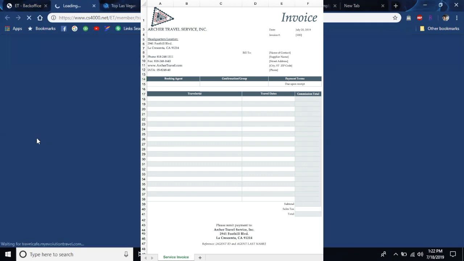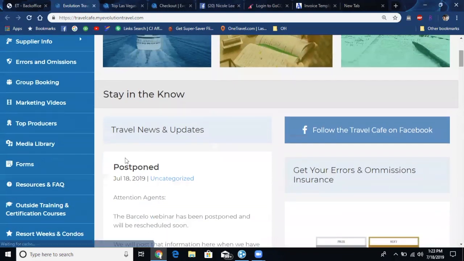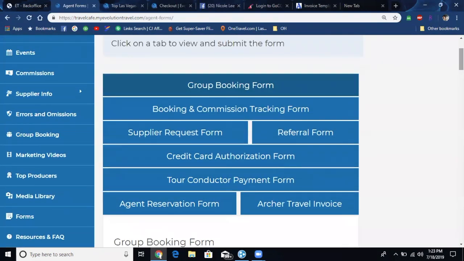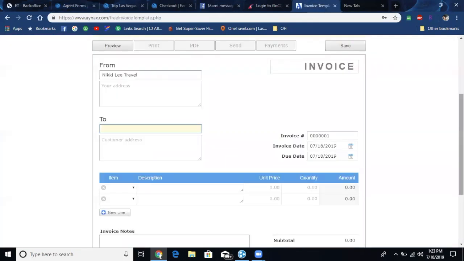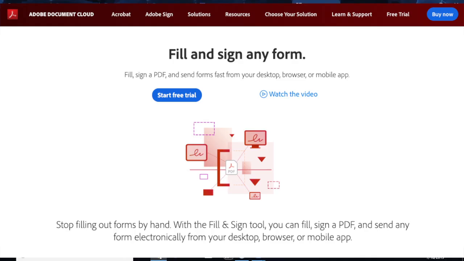That's in the Travel Cafe under Forms. Here it is, Forms. And it is here. Archer Travel Invoice, okay? This is great because guess what? You have the credit card authorization form here too, okay? So Archer Travel Invoice. And you can use that one if you wish. I use it. That's the one that I use. I actually screenshot and put it on my phone, and then I use Adobe Sign and Fill so that I can do it right there and then.